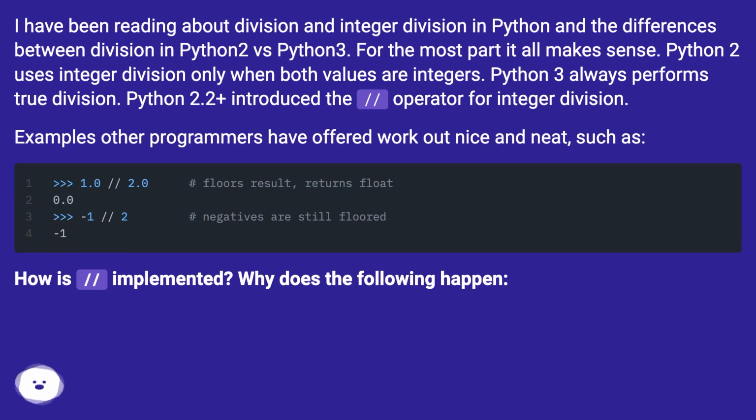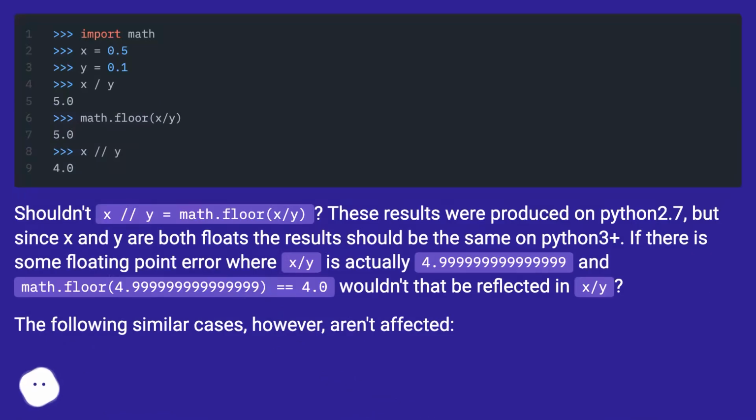How is // implemented? Why does the following happen? Shouldn't x // y equal math.floor(x / y)? These results were produced on Python 2.7, but since x and y are both floats, the results should be the same on Python 3 plus.